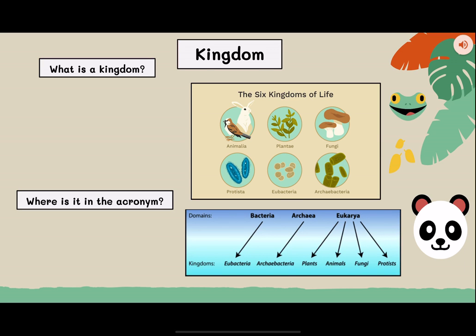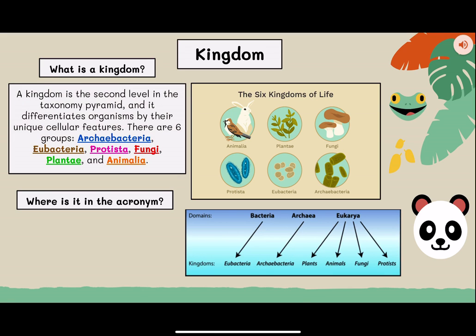The kingdom. What is a kingdom? A kingdom is the second level in the taxonomy pyramid, and it differentiates organisms by their unique cellular features. There are 6 groups: Archaeobacteria, Eubacteria, Protista, Fungi, Plantae, and Animalia. As you can see, Eukarya groups into the 4 kingdoms: Plantae, Animalia, fungi, and protista. Archaea directly leads to archaebacteria, and bacteria directly leads to eubacteria.